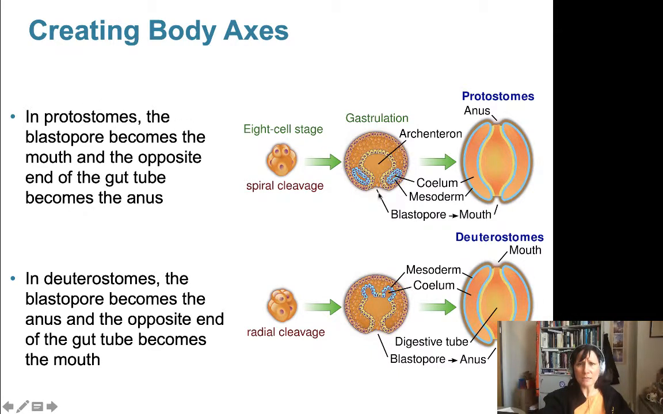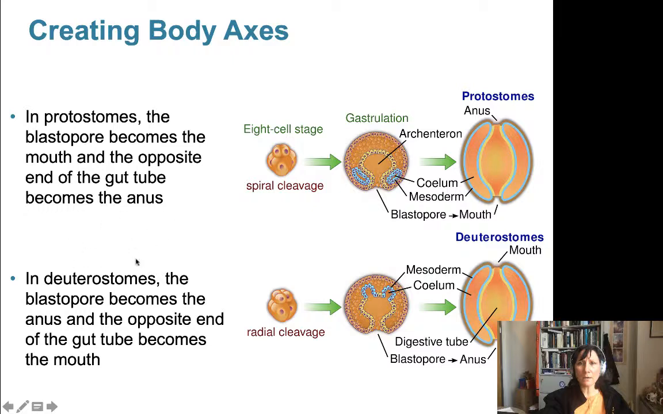And as a result, this initial opening, the blastopore, is going to form the mouth in protostomes, and that invagination is going to keep going all the way through until it opens up at the other end of the embryo, and this is going to ultimately form the anus. So here is your, if you will, primordial gut tube.